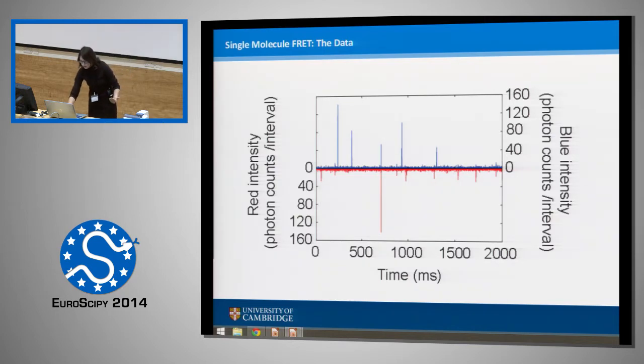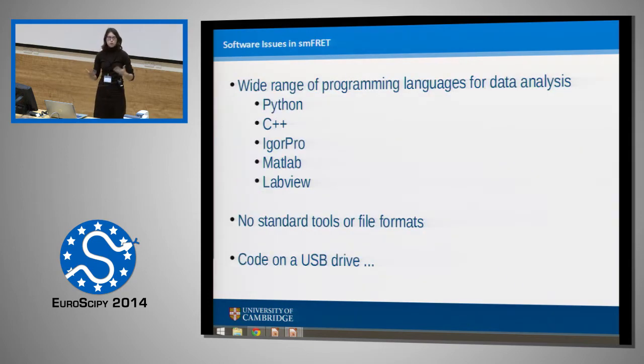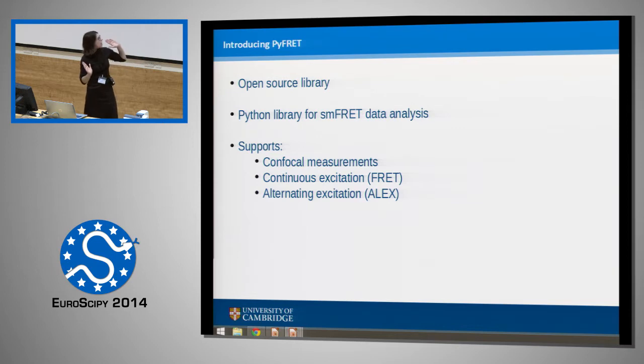What did that look like when I started my PhD? Well, it was a bit of a mess. All of the different research groups that use this technique use their own hardware, they build their own microscopes, they have their own file formats, they have a wide range of different tools for doing data analysis, and they do things like give you code on a USB drive and say, you can try it, it probably won't work, which is great. So I made pyFRET, which is an open source library for doing data analysis in this field.